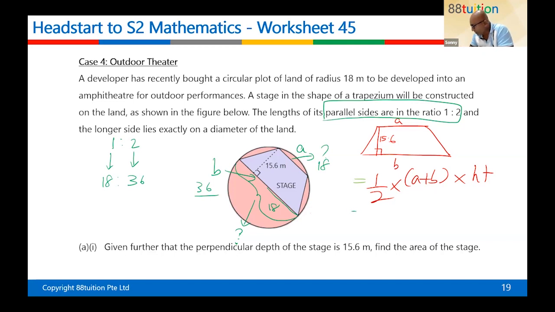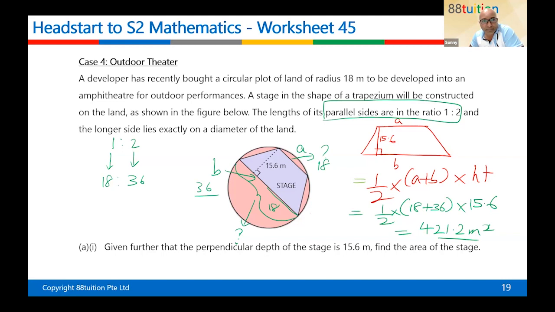So use the formula. Half times A, which is 18, plus B, which is 36, times height, which is 15.6. If you work this out, you will get 421.2 meters squared. So your first part is done. They ask you to find the area of the stage. The stage is represented by the shape of a trapezium. The first part is done, clear?